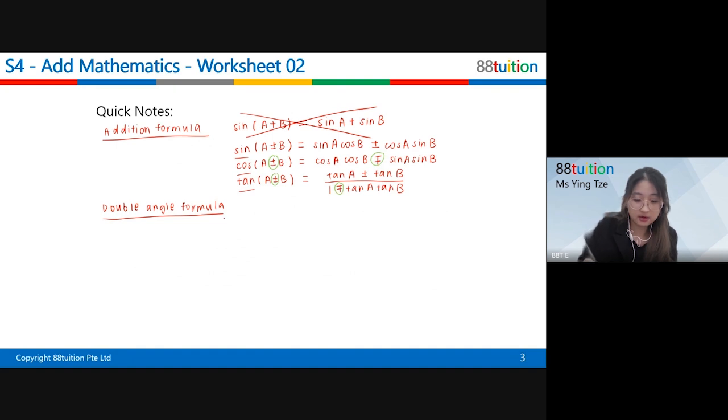Then for double angle formulas, similarly, it's talking about doubling your angle. So like sine 2A. Sine 2A is not the same thing as 2 sine A. Again, we have a dedicated formula for that, called the double angle formula.